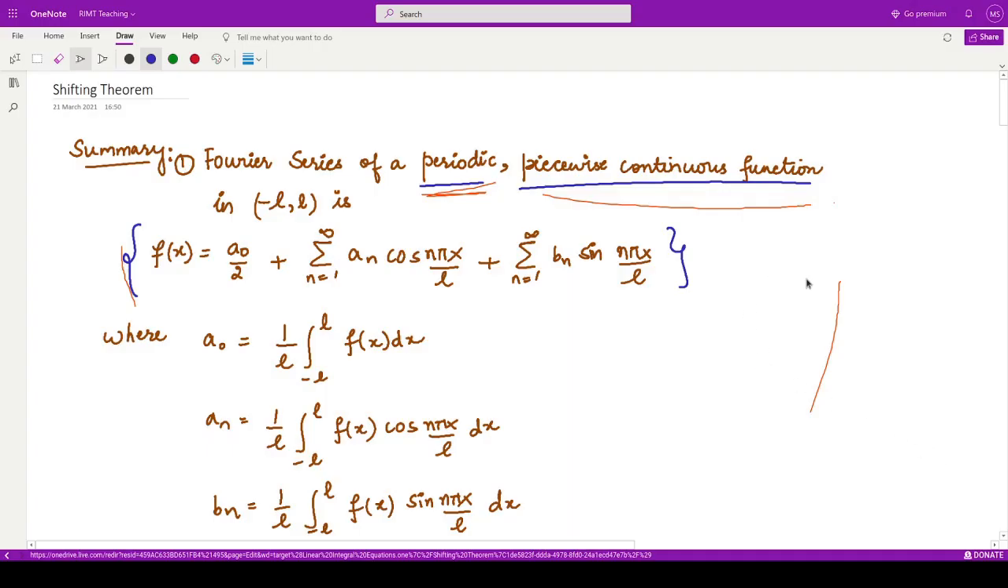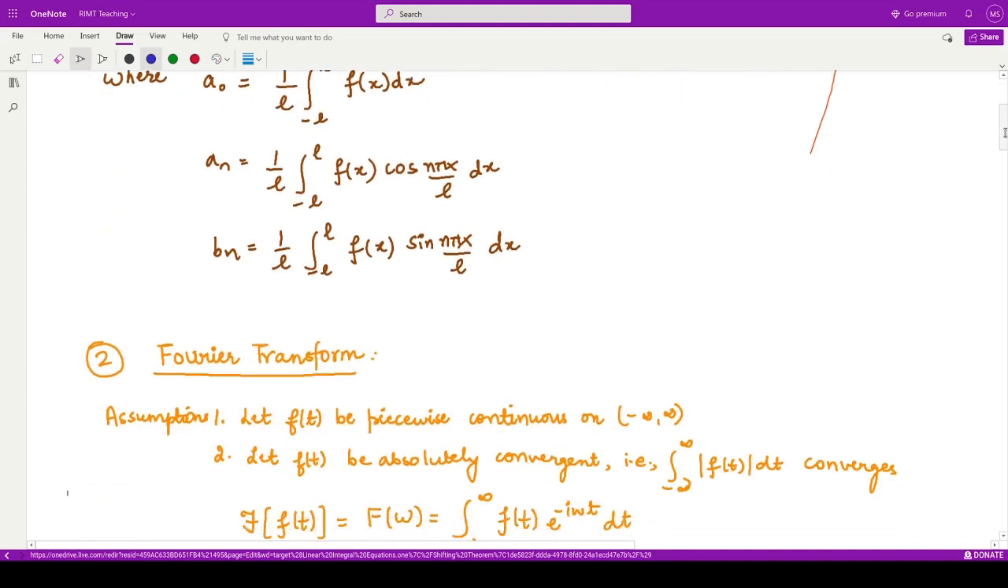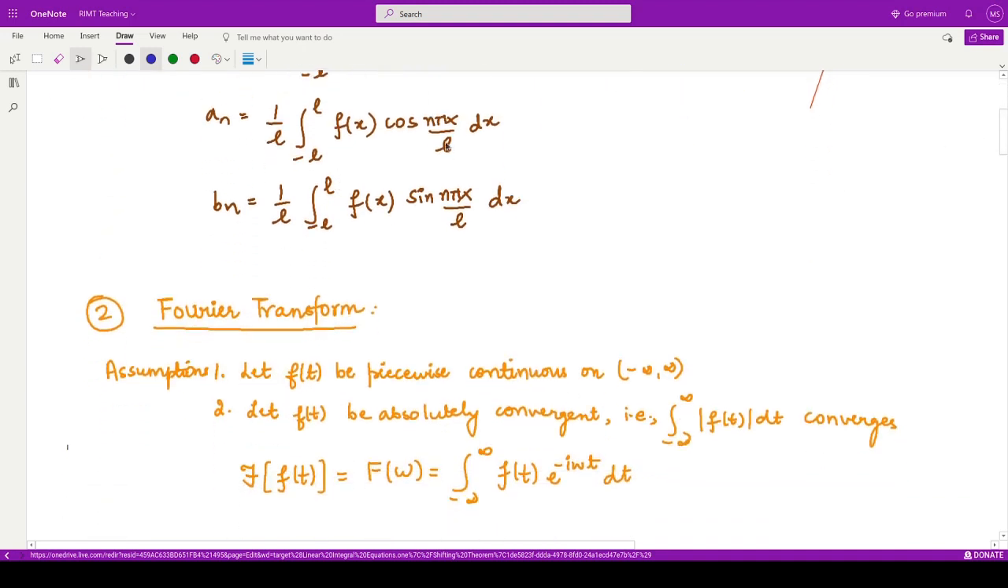a0 is given by 1 by L integration from minus L to L f of x dx. An is given by 1 by L integration from minus L to L f of x cos n pi x upon L dx, and Bn is given by 1 upon L integration from minus L to L f of x sin n pi x divided by L dx. So this is all that you know.